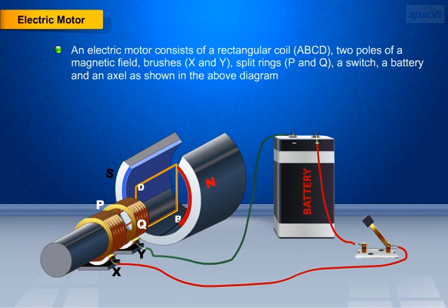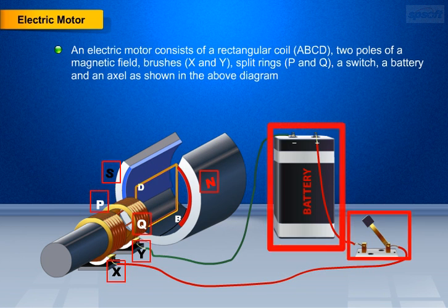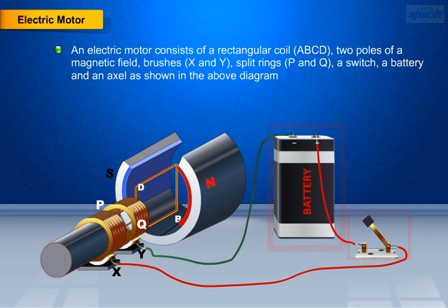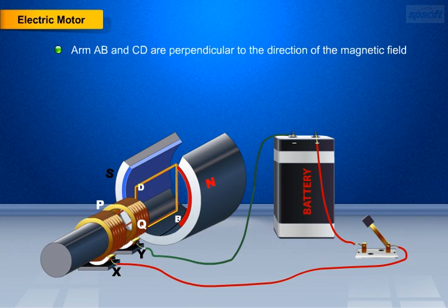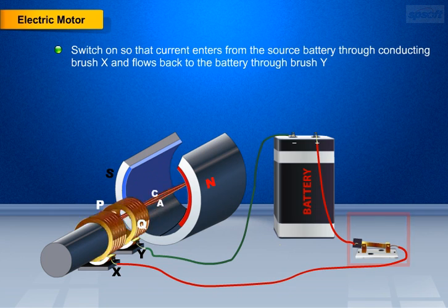An electric motor consists of a rectangular coil ABCD, two poles of a magnetic field, brushes X and Y, split rings P and Q, switch, battery and axle. Arms AB and CD are perpendicular to the direction of the magnetic field. Switch on so that current enters from the source battery through conducting brush X, and flows back to the battery through brush Y. Let us list out the findings for the test.